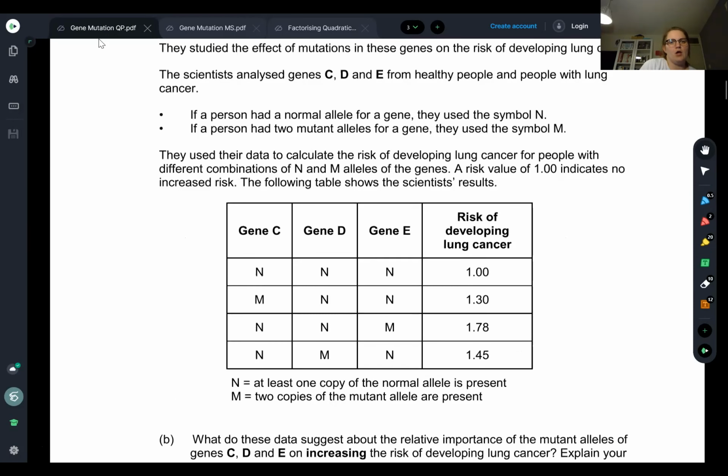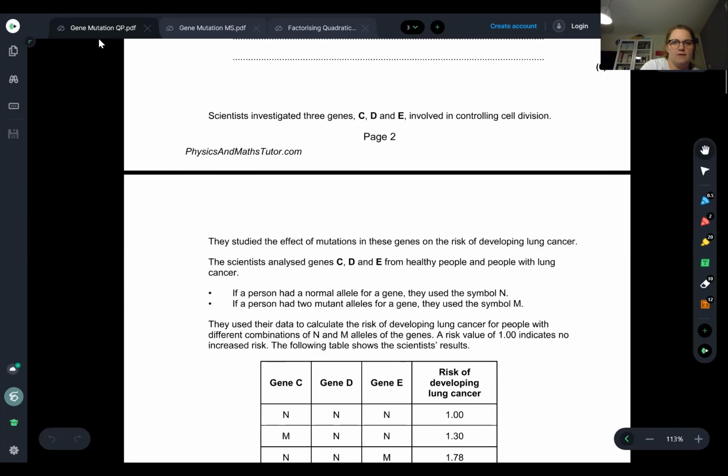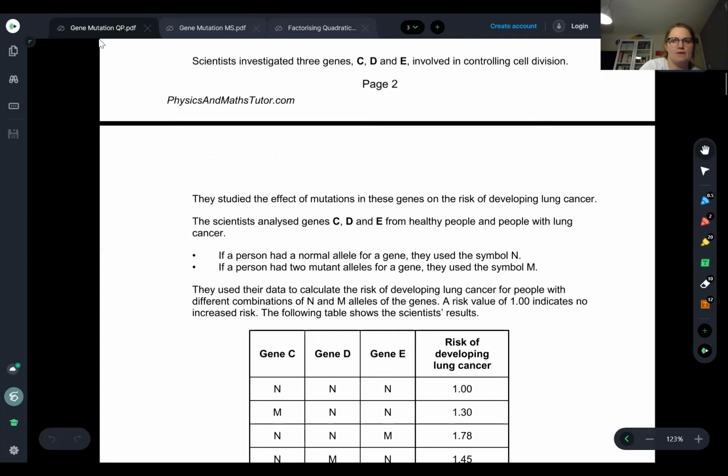Here we go. So I want to talk through this question now with you. I'm going to talk through it and then have a go at answering it for you and work through it that way. I'm just going to increase the light because I can't see that anymore.